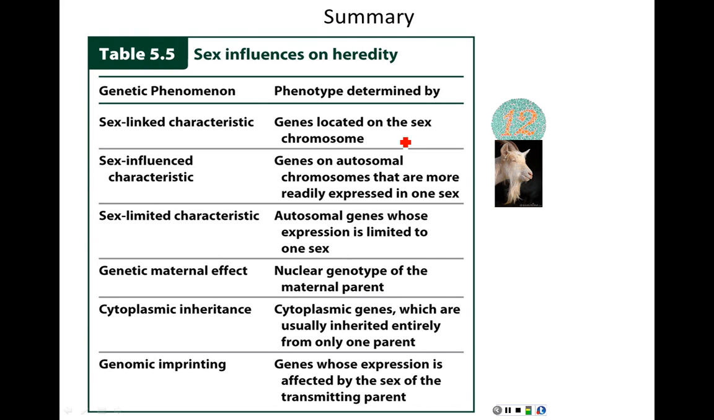Sex-influenced characteristics are characteristics that have different penetrance in the two different genders of a species. These are autosomal genes found on autosomal chromosomes, but they're more readily expressed in one gender versus the other. We used billy goat beards as an example. We then moved on to sex-limited traits. Sex-limited traits have zero penetrance in one gender versus the other. Still autosomal, still not on the X chromosome, but the expression is limited to one gender and one gender only. We used chicken feathers as an example there.